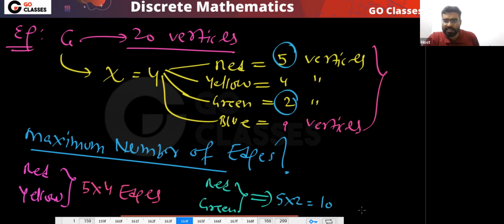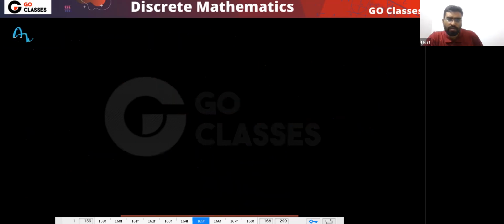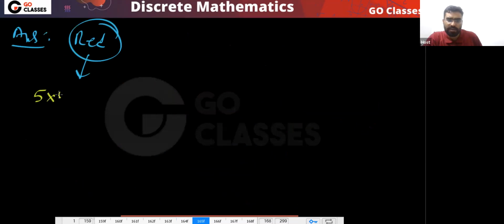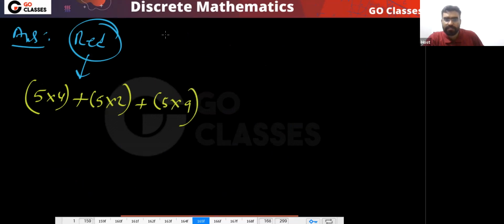So there will be 10 edges like this. So the final answer will be what? Because of red, if you notice, you are getting 5 into 4, 5 into 2, 5 into 9. So this is what you will get: 5 into 4 plus 5 into 2 plus 5 into 9. This you will get because of the red ones.